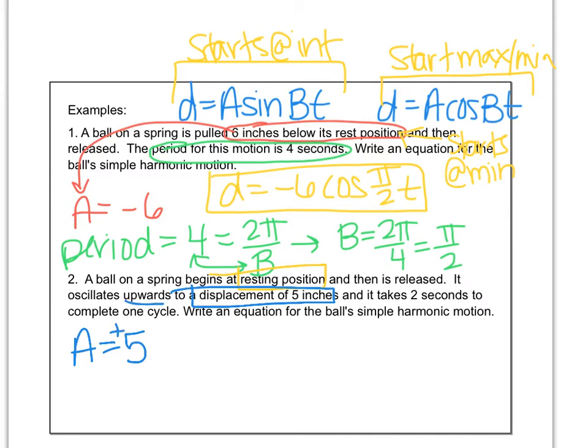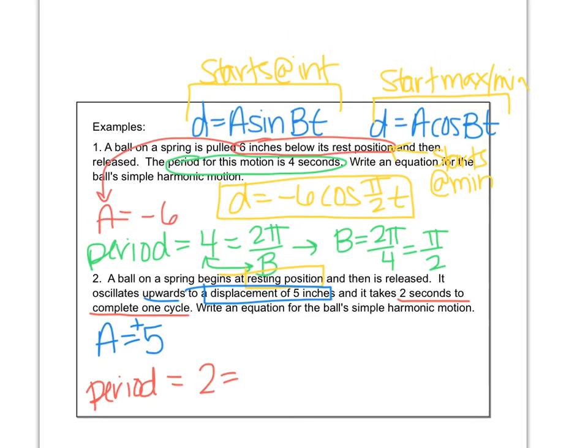And then it takes 2 seconds to complete one cycle. So that's their way of telling you the period. It's just word way. One cycle means the whole period. The period is 2. So to find b, I have to set that equal to 2 pi over b, and solve, flip these over. I get 2 pi over 2, which is just pi. So that tells me b equals pi.